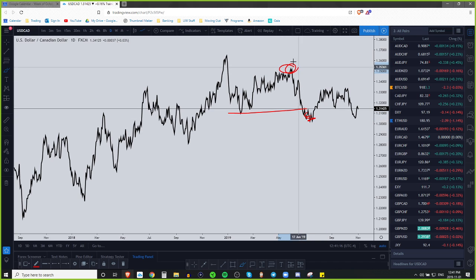Even though we created a lower high here, that doesn't necessarily mean that that is a break of structure.